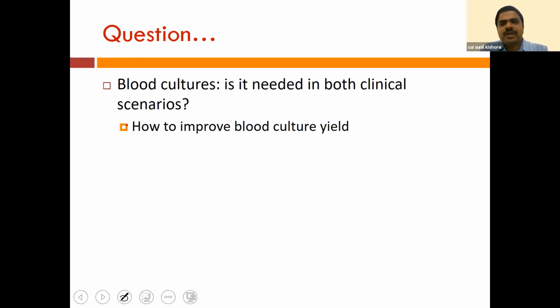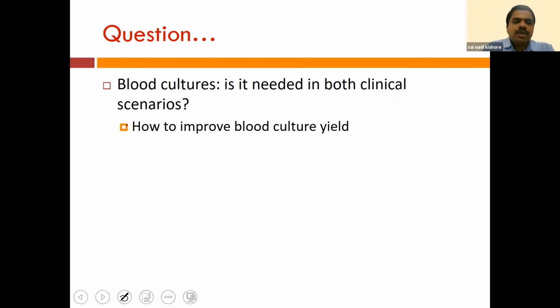In any situation where you are starting antibiotics, blood culture is always needed. So in the first scenario, definitely blood culture is needed. In the second scenario, which I discussed, if the septic screen comes positive and you are contemplating starting antibiotics, then definitely you need to take blood culture. Maybe you have a doubt about sepsis, your septic screen is negative, and you have taken the decision of withholding antibiotics for the next 24 hours, then you need not take culture at that point of time.